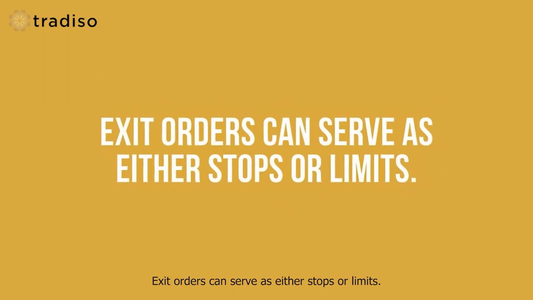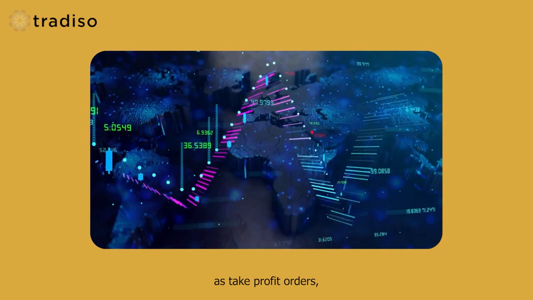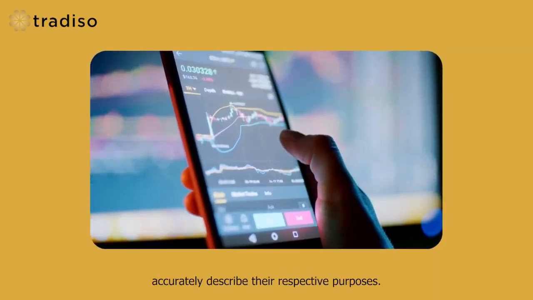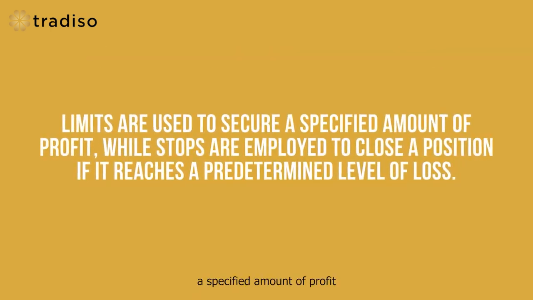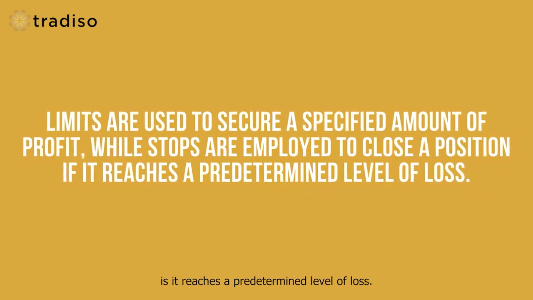Exit orders can serve as either stops or limits. Limits are commonly referred to as take-profit orders, while stops are known as stop-loss orders. These terms accurately describe their respective purposes. Limits are used to secure a specified amount of profit, while stops are employed to close a position if it reaches a predetermined level of loss.